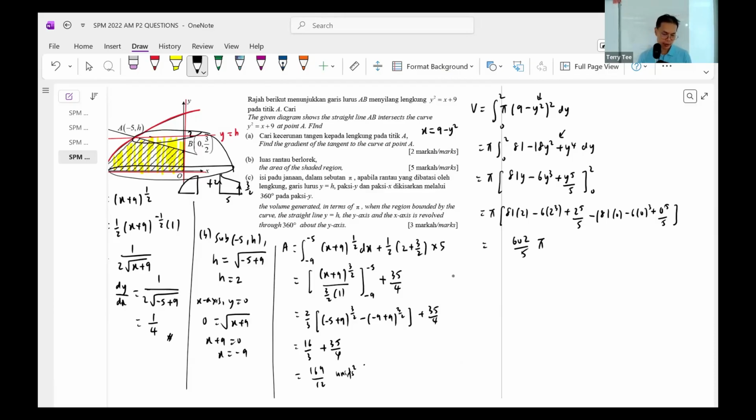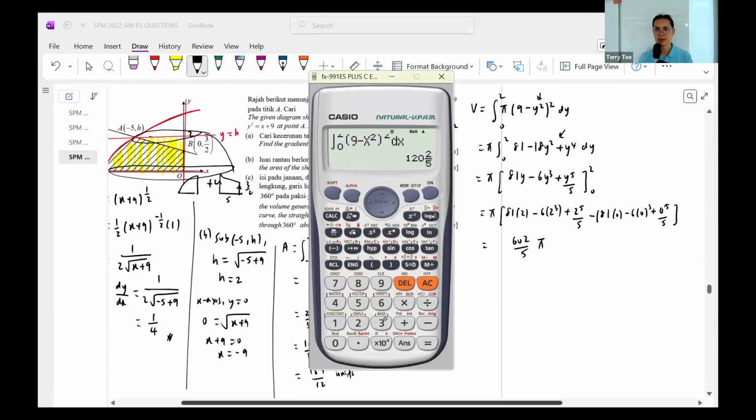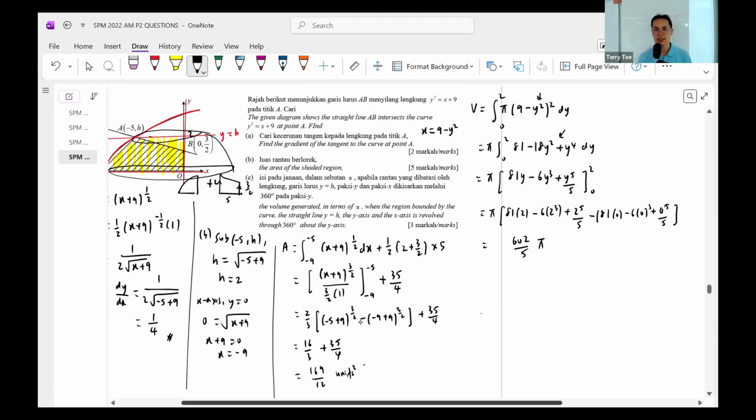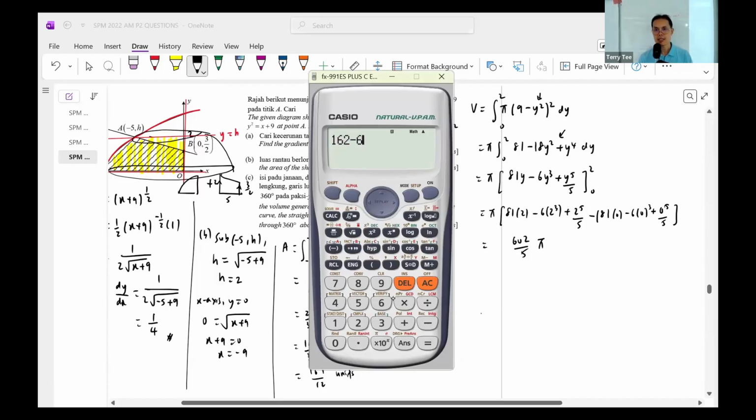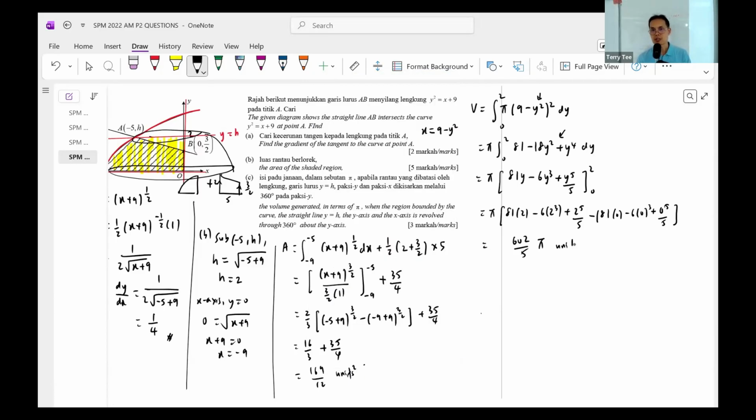I mean, do a manual way. Manual way as in 81 times 2, 162, minus 6 times 8, 2 power 3 is 8, 32 divided by 5. The rest are all 0. Yep, you're getting the same answer. This is unit cube because it's volume.